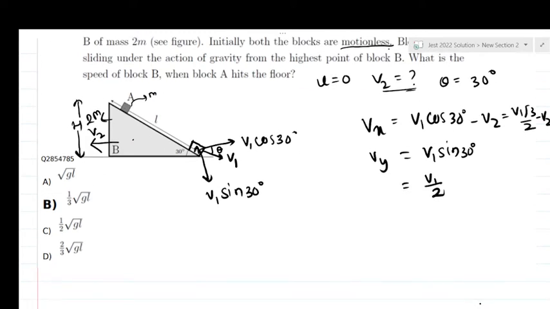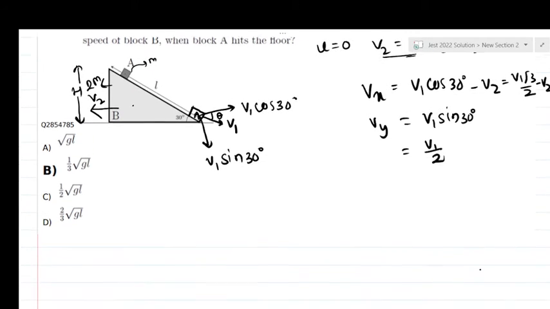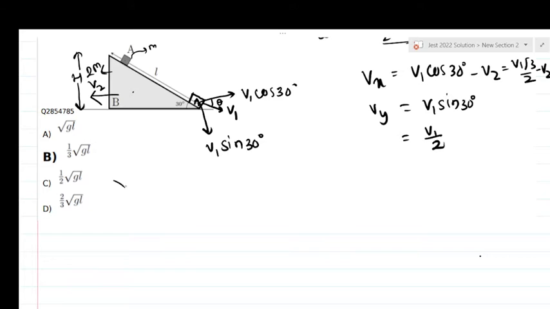See, there is no information about friction, that means there is no friction, there is sliding only, sliding under the action of gravity only. So friction is 0, so we can apply both conservation laws, the conservation of momentum and the conservation of energy.